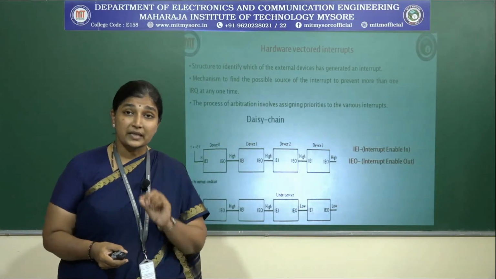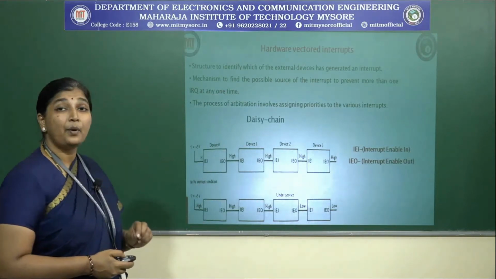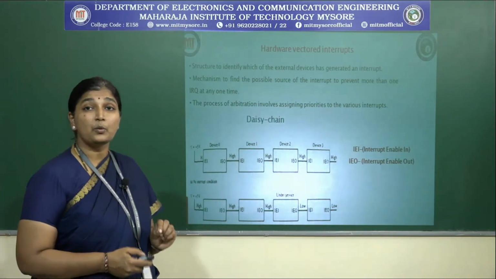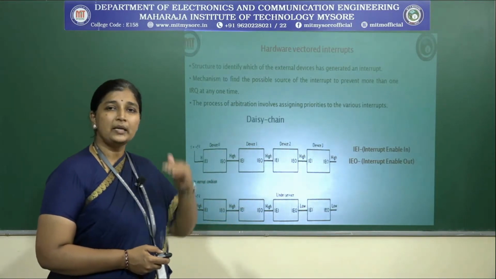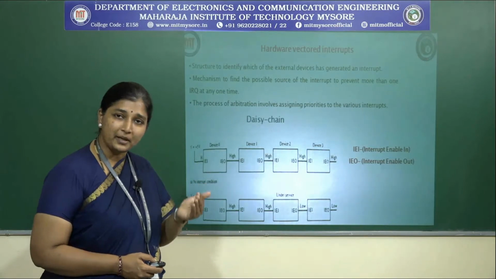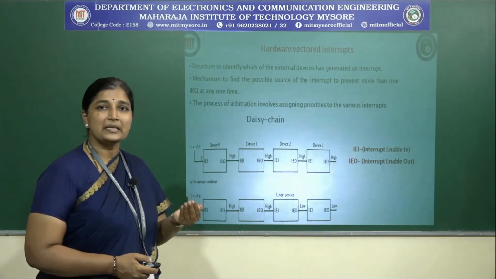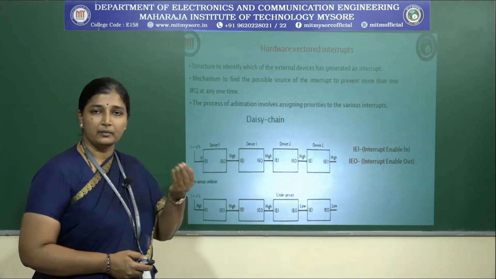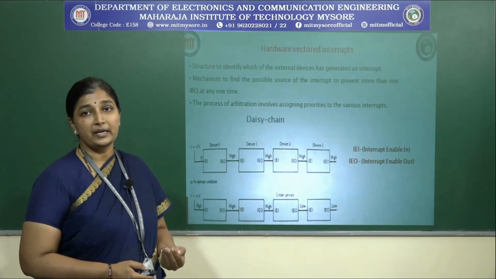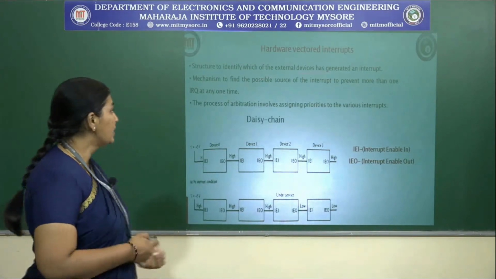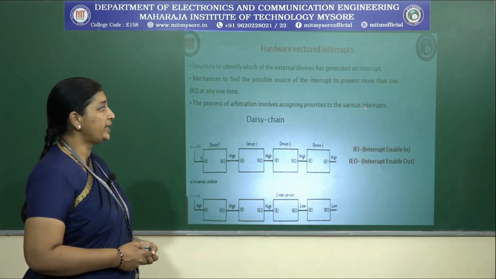If you take that simple example, there is an important signal, the interrupt request, which has to be sent by the device to the CPU, so that an event is added in its program counter. Then it sends an acknowledgement saying that you are ready for transmitting or receiving the data. Fine. So the process of arbitration involves assigning priority to various interrupts.